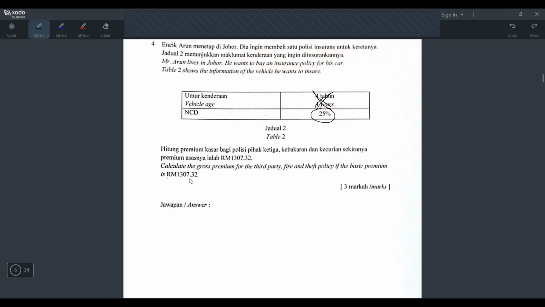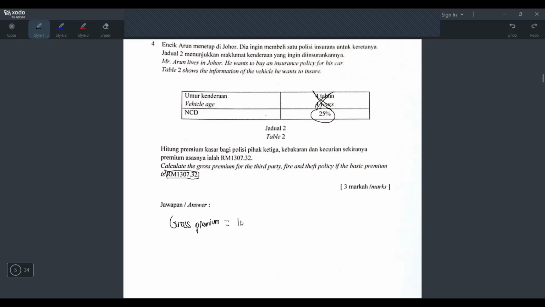Now they say calculate the gross premium for the third party fire and theft policy if the basic premium given is 1307.32. So they already give me the basic premium for third party fire and theft. So how to get the gross premium, the premium kasar for third party fire and theft?